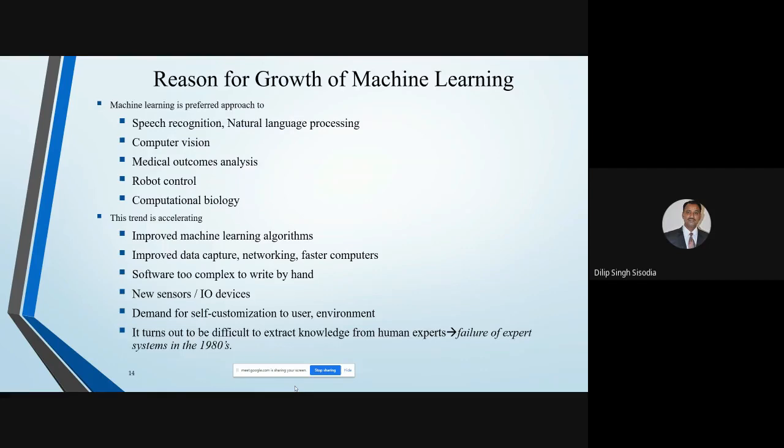Earlier, when we were kids in college or even in school, at that time the check-up was done by computer. At that time these systems were expert systems, but now the whole process is automated. This diagnosis is now done by intelligent models, as are robot control and computational biology.